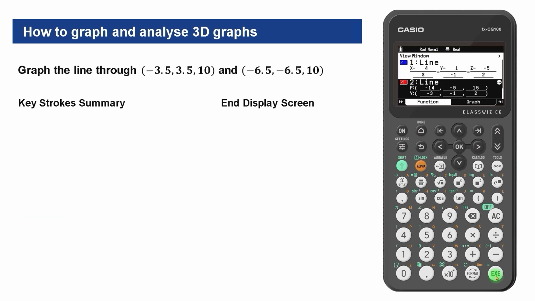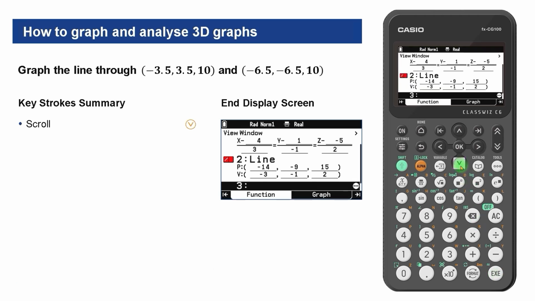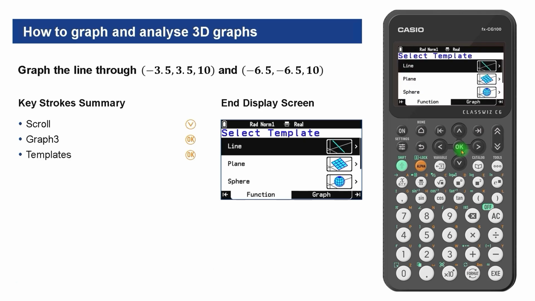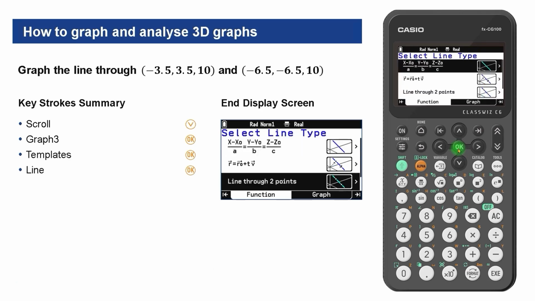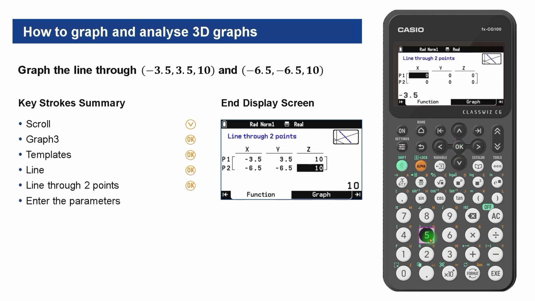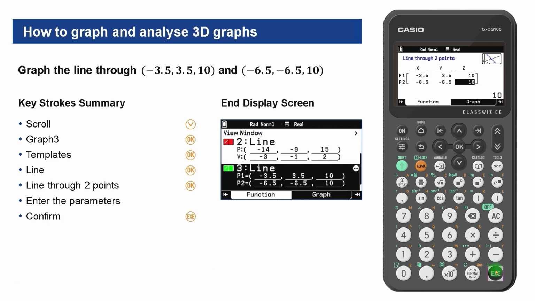The equation of a line through 2 given points can also be drawn. Scroll down and select Graph 3. Then select Template and Line as before. Now select Line through 2 points. Enter the coordinates in the input template, noting that it does not matter which point is entered first. Then confirm to store the line.